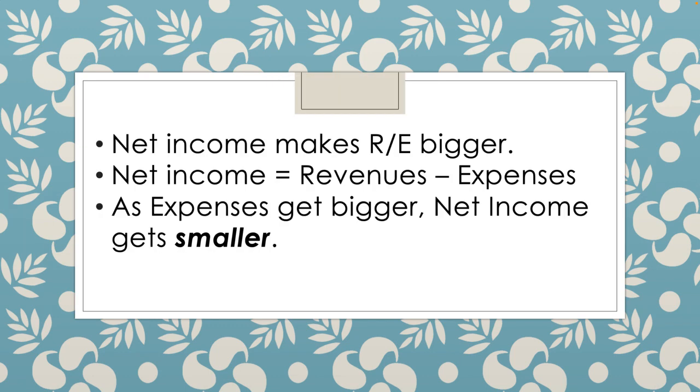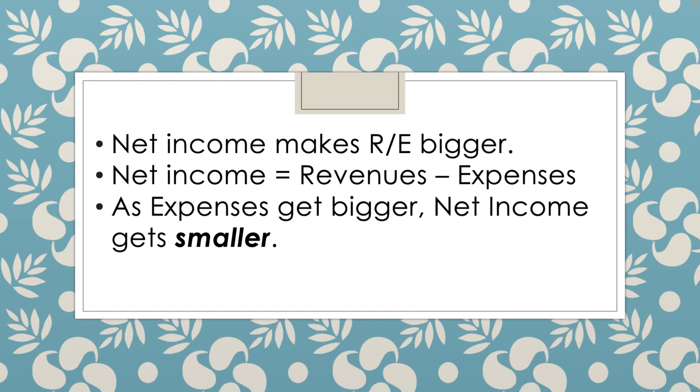Now, net income makes retained earnings bigger, and net income is revenues minus expenses, but as expenses get bigger, net income gets smaller because you're subtracting a greater expense, and so you're going to have less profit, right?